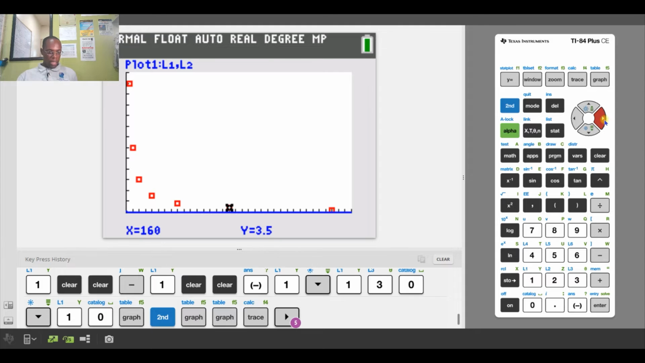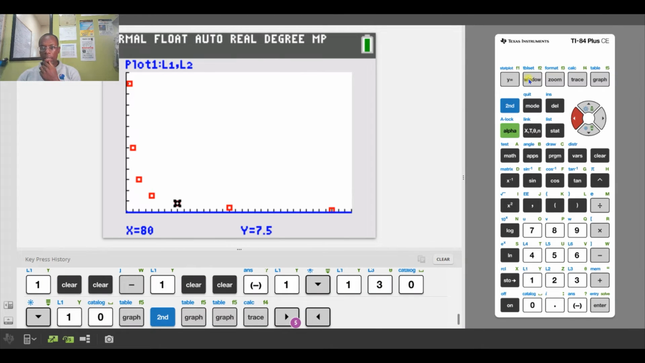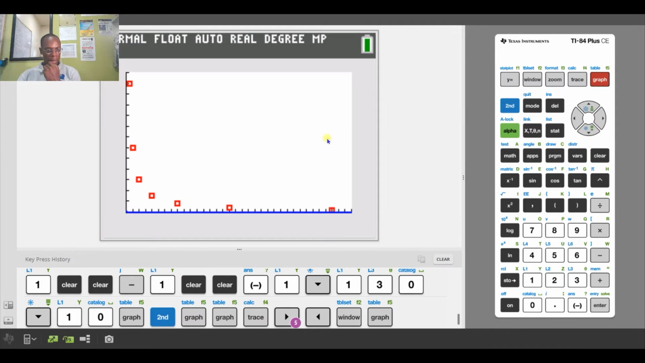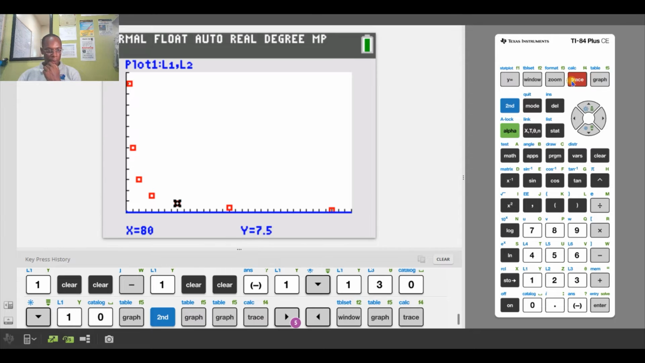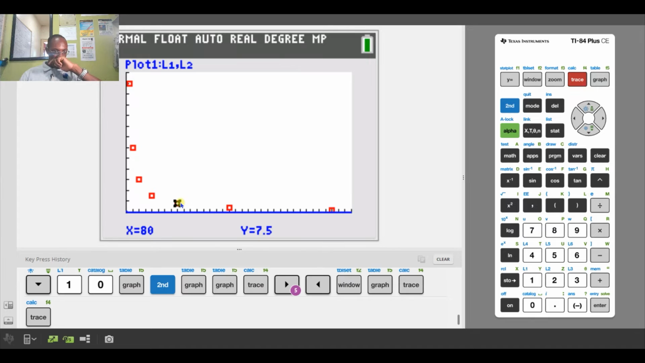All right. So this is 160. What was the scale? Let me see the scale. Let's go back. That is 80. Let's see, how are we counting? Let's go back to the scale. And the X we're counting by 10. Alright, so that means, let's trace again. That means this is 80, 90, 100. 100 will be right here. This is 7.5. So you're probably getting about 10 or so pages.